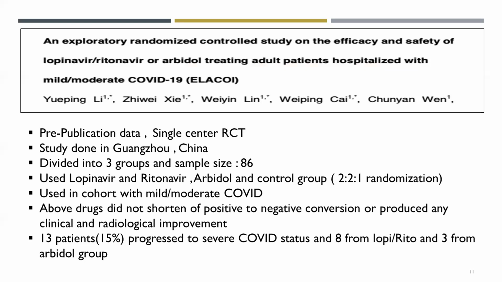And what they found at the end of the study was that the above drugs did not shorten the positive to negative conversion or produce any clinical or radiological improvement. Another major disadvantage they found was that 15% of the patients out of the 86 progressed to severe COVID status, and 8 were from the Lopinavir Ritonavir group and 3 from the Arbidol group.